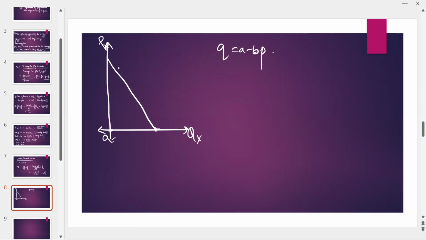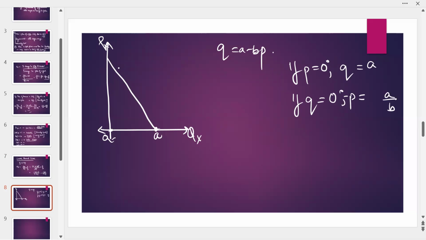Q is equal to A minus BP. So here, if P is zero, then Q is A, correct? And if Q is zero, because I'm just finding out the intercept, then P is A on B, correct? So it is A on B.